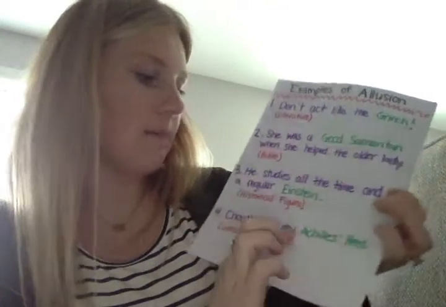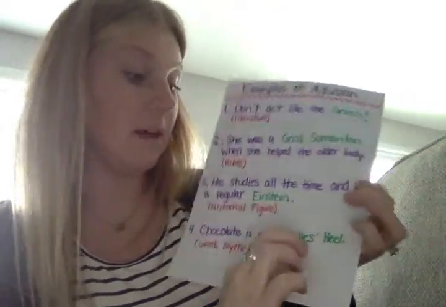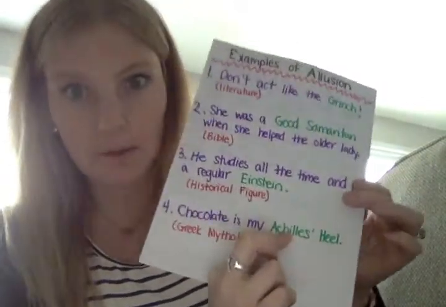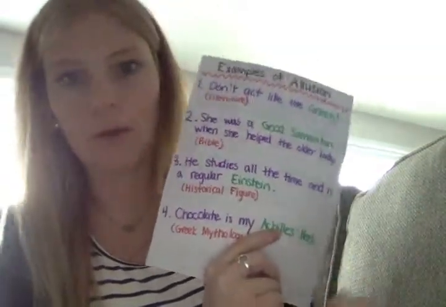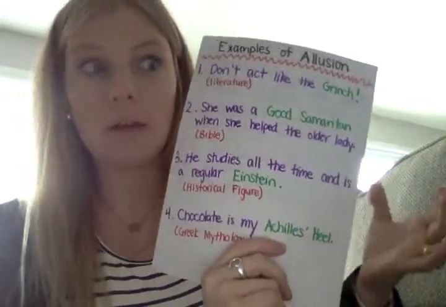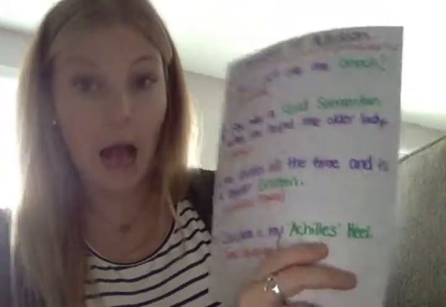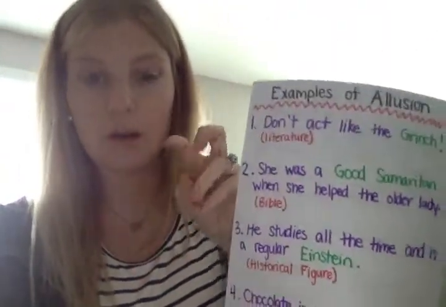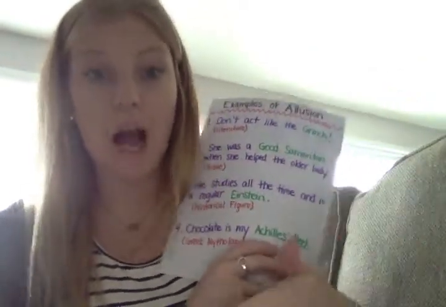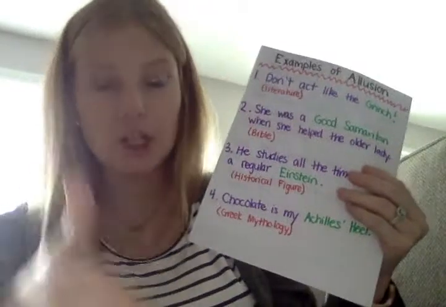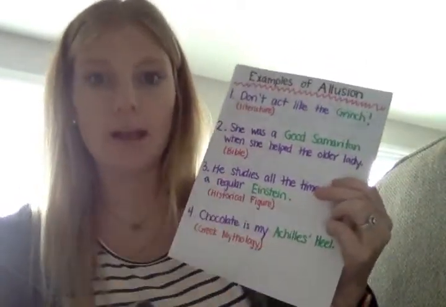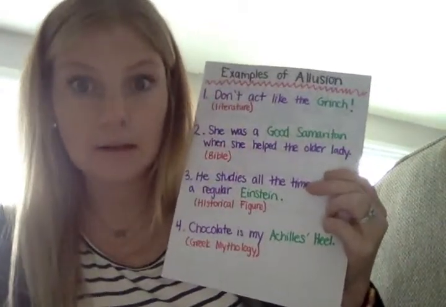And then, chocolate is my Achilles heel. The Achilles heel is a reference to Greek mythology. We've talked about this before, but I'm going to briefly go over the story with you. Achilles was a god, but the only part of him that was human was his heel. So the only way you could kill him was if you shot his heel. Somebody shot his heel and then he died. So your Achilles heel is an allusion for your weakness, right?